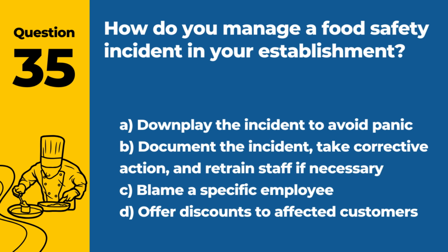Question 35. How do you manage a food safety incident in your establishment? A. Downplay the incident to avoid panic. B. Document the incident, take corrective action, and retrain staff if necessary. C. Blame a specific employee. D. Offer discounts to affected customers. Answer. B. Document the incident, take corrective action, and retrain staff if necessary. Managing a food safety incident involves documenting the details of the incident, taking corrective action to prevent recurrence, and retraining staff if necessary to ensure compliance with food safety standards.